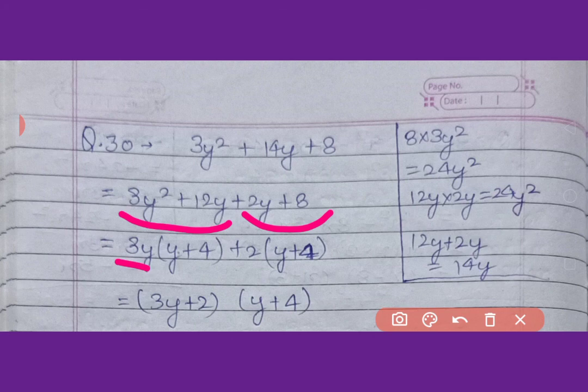Until now we have seen in the previous questions that only variables were common in the first term. Now, for the first time, we are taking the variable and also the number, the numeral is also common. So 3y is taken as common, so it remained y plus 4. And from the second group it has taken 2 common, so it remained y plus 4. y plus 4 is common in both terms, so we will write it, and what remained, 3y plus 2, we will write in the second bracket.